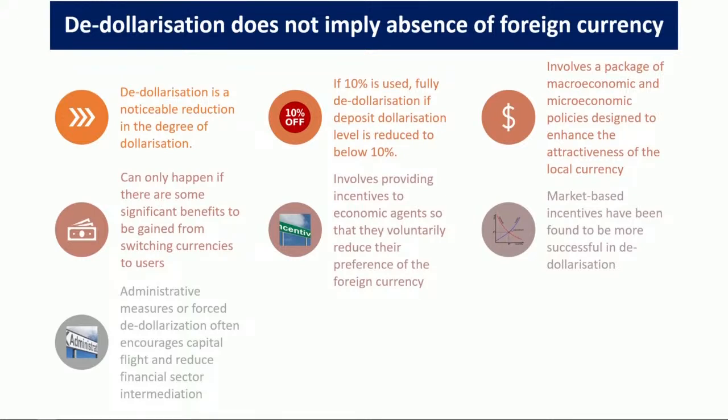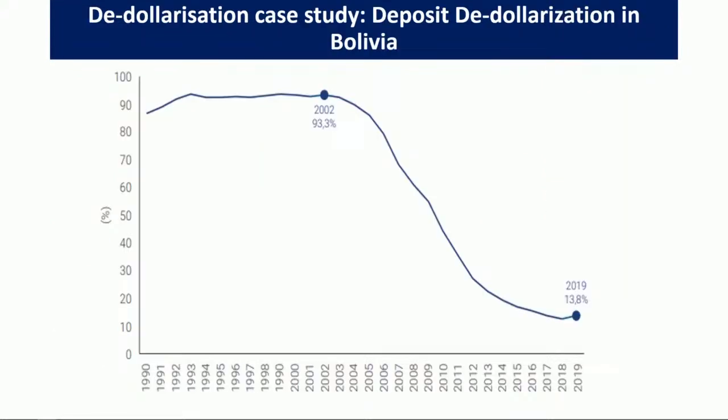So now, de-dollarization itself simply involves a package of macroeconomic and microeconomic measures. We've not yet seen deliberate efforts made to make the local currency more attractive to somebody compared to the USD. Then you can forget about this NDS 1 2025 objective that we talked about here. So it's market-based incentives that have actually been found to be more successful in de-dollarization. This one I don't think we need anyone to explain to us.